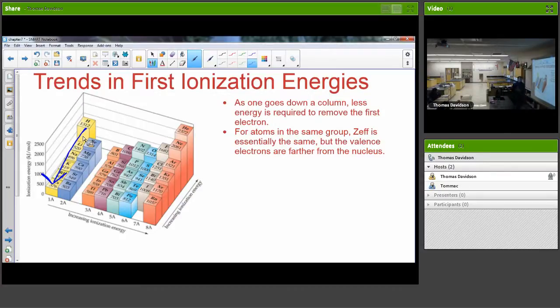For atoms in the same group, we know Zeff is the same, but the valence electrons are farther from the nucleus. So as we go down, we keep making our sphere bigger, right? And it's easier to remove an electron that's pretty far away from the nucleus than it is one that's very close.